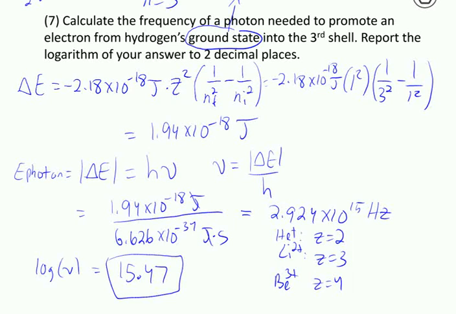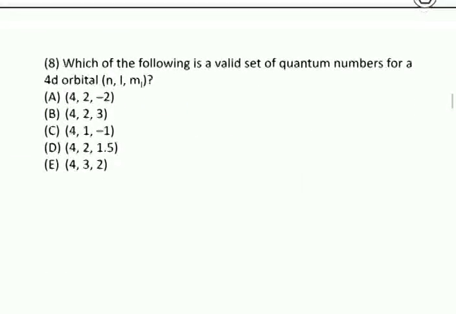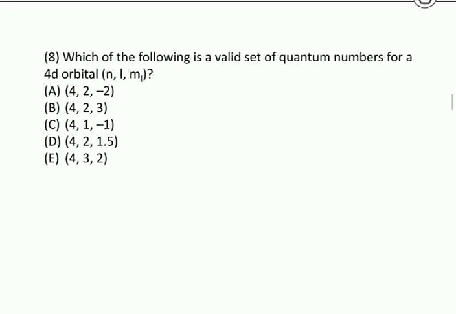Okay, I think we should move on to number 8. Which of the following is a valid set of quantum numbers for a 4D orbital? So the first thing we have to do is, we're given 4D, so let's figure out which quantum numbers that tells us. Remember that when we have a subshell, which is a number followed by a letter, that tells us the first quantum number, which is n, that's just the number.